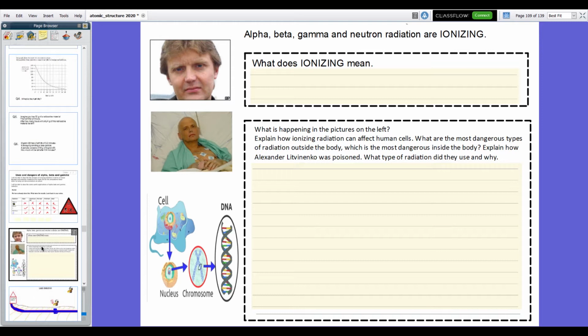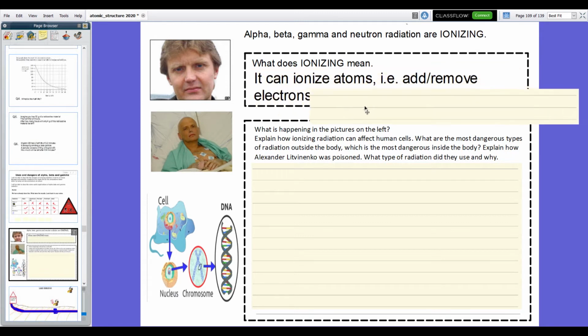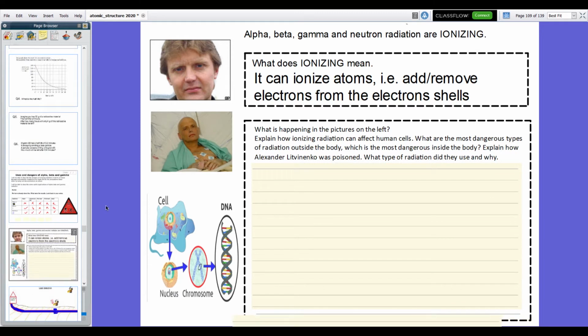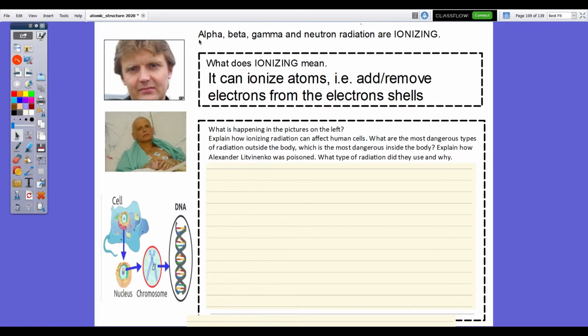Why is ionizing radiation, that's alpha, beta and gamma for us, dangerous? Alpha, beta and gamma are all considered ionizing radiation. I'm not going to ask you to pause it, but do you remember what ionizing means? We've covered it a few times already, but I keep coming back to it because it's really important. Ionizing means it can ionize atoms. And one of the key words here is atoms, because only atoms can be ionized. You can't ionize cells. You can't ionize pieces of equipment.